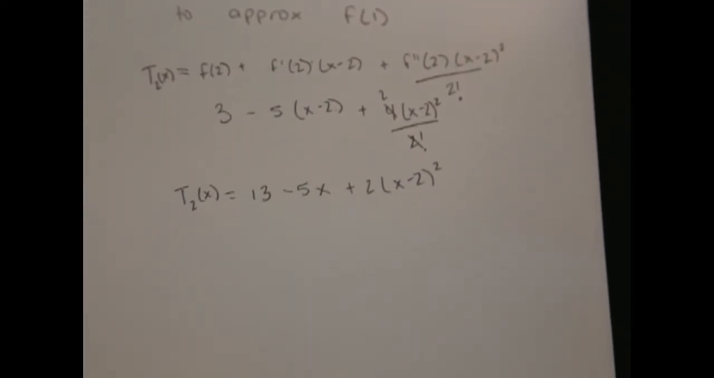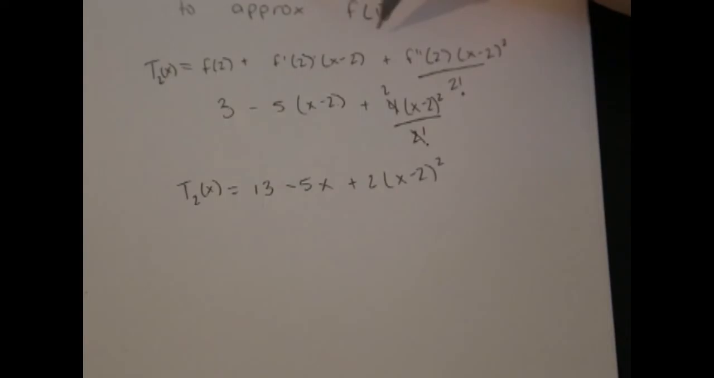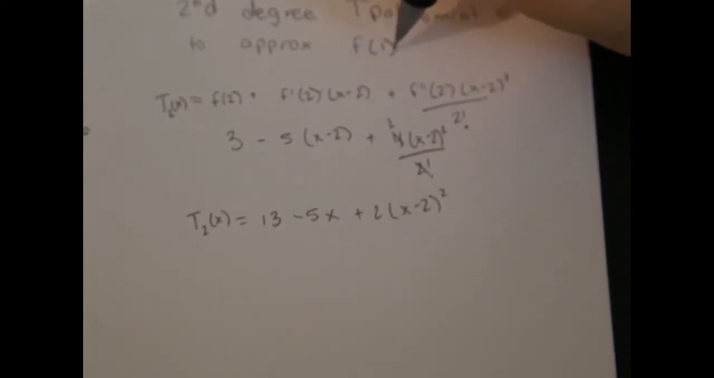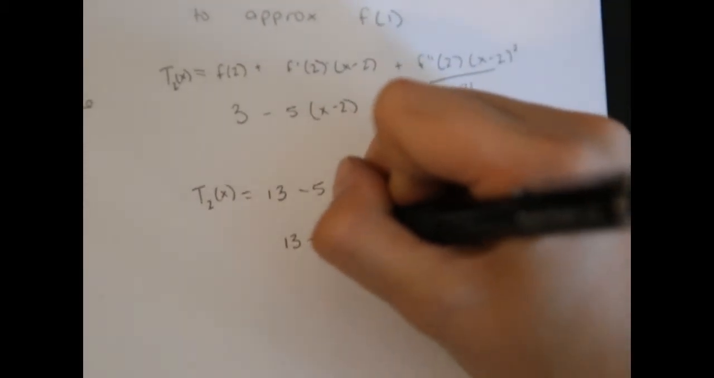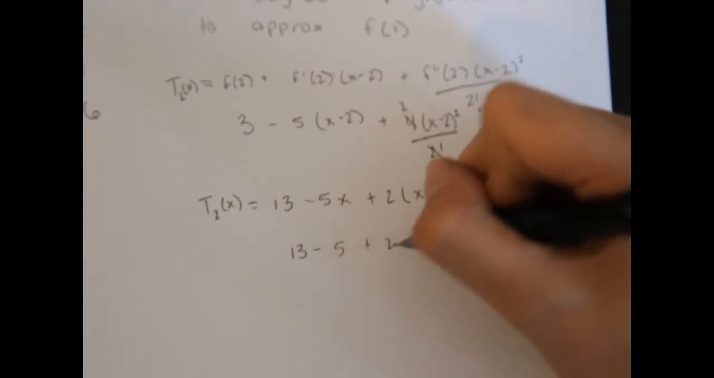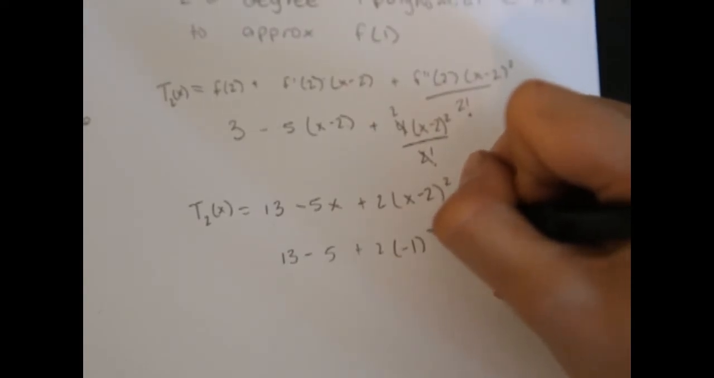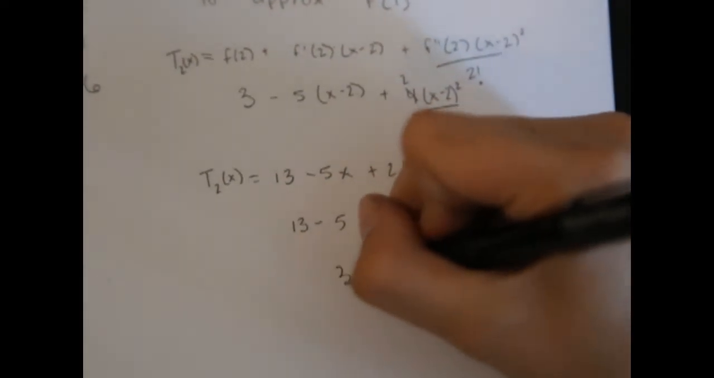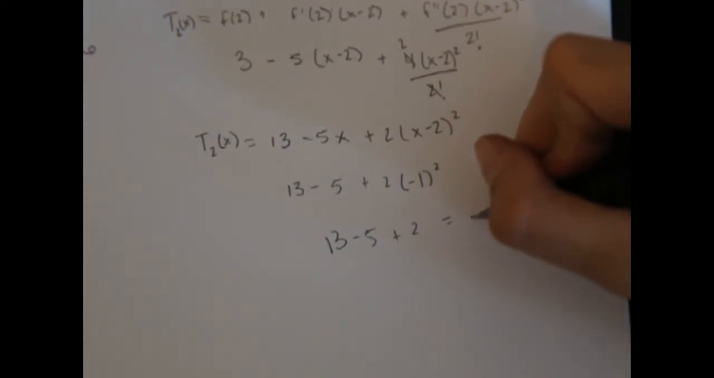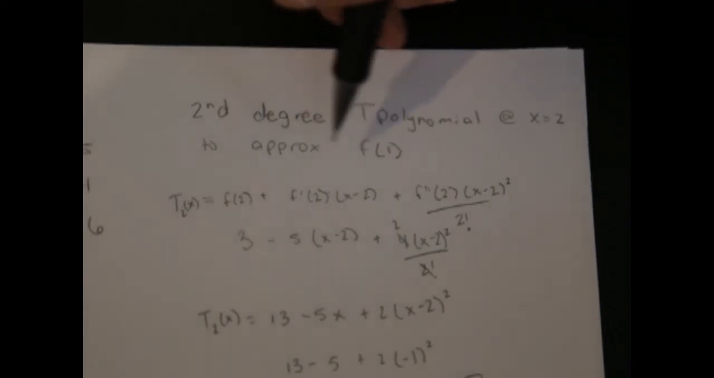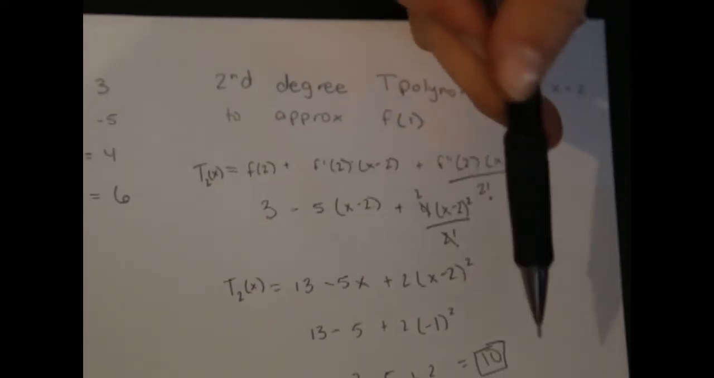So we don't need to factor out the entire thing, but if they want us to find the approximation at f of 1, all we're going to do is plug in 1 for x. So we're going to get 13 minus 5 plus 2 times -1 squared. So that's just going to give us 13 minus 5 plus 2. And we can just find that, and that is going to give us 10. So our overall answer for the second degree Taylor polynomial at x equals 2 to approximate f of 1 is going to give us 10.